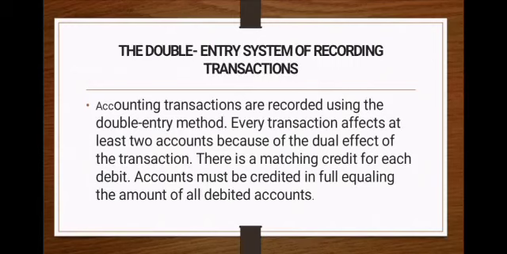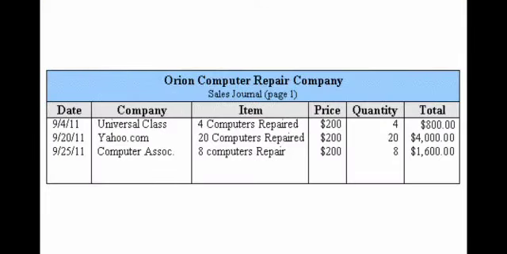The double entry system of recording transactions. Accounting transactions are recorded using the double entry method. Every transaction affects at least 2 accounts because of the dual effect of the transaction. There is a matching credit. For each debit, accounts must be credited in full, equaling the amount of all debited accounts. These are examples of the double entry system of recording transactions.